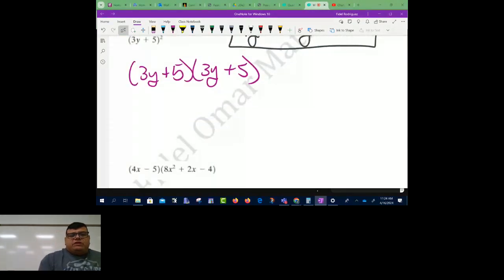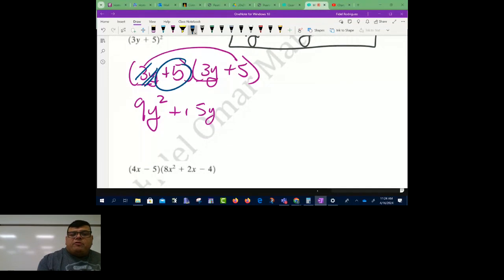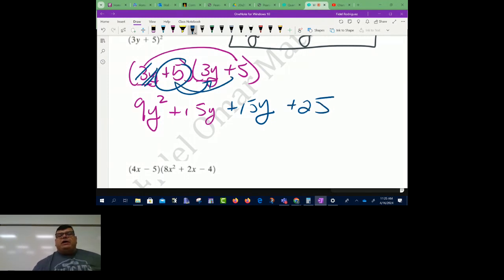So let's try these. So let's see. 3 times 3, that's 9y squared. Y'all, 3y times 5, that's a 15y. Okay. Now, I've already used this 3y. I'm not going to use any more. 5. 5 times 3y, another 15y. And then 5 times 5, y'all, should give me a 25. Okay.